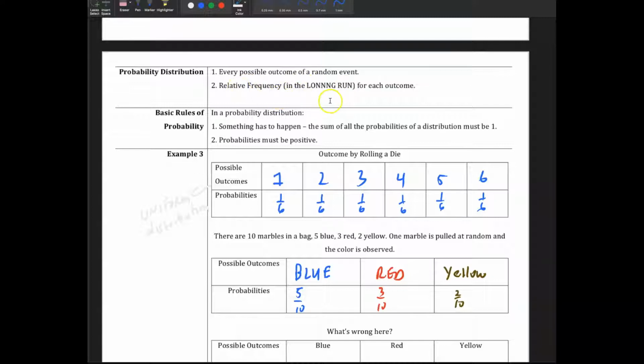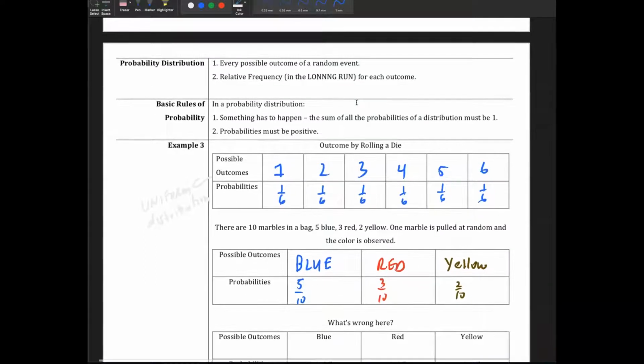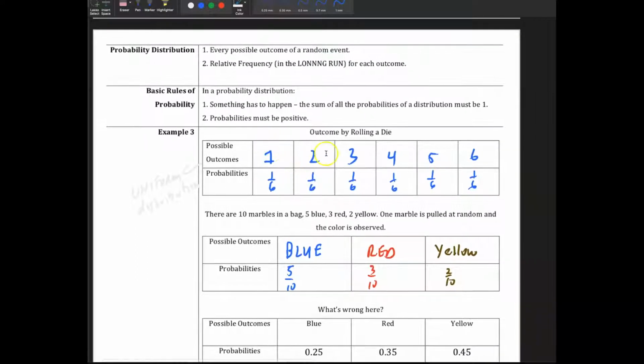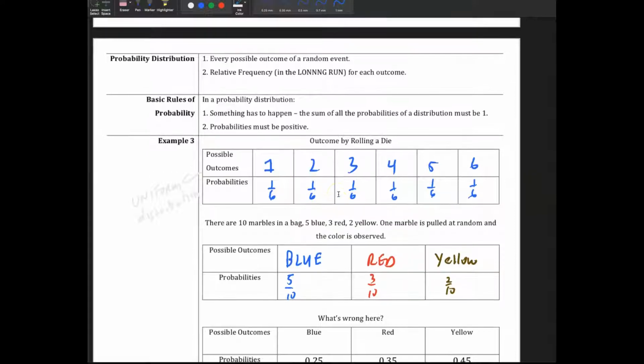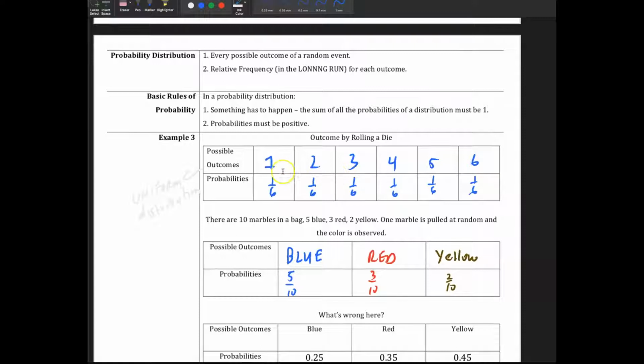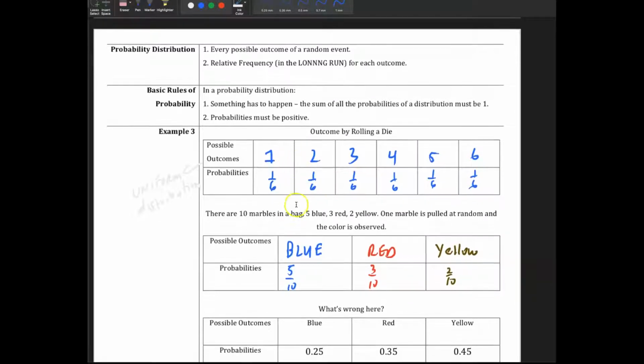Relative frequency is, again, how often we expect that event to occur. Looking at the outcomes of rolling a die, here is the distribution. You can have outcomes 1 through 6 and then the probability. When we talk about a probability distribution, we're looking at this relative frequency table. Something we need to know is that the sum of all outcomes has to equal 1, which is 100%.